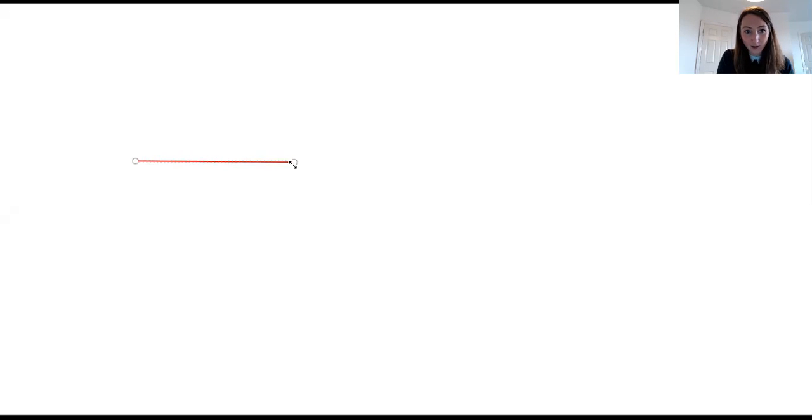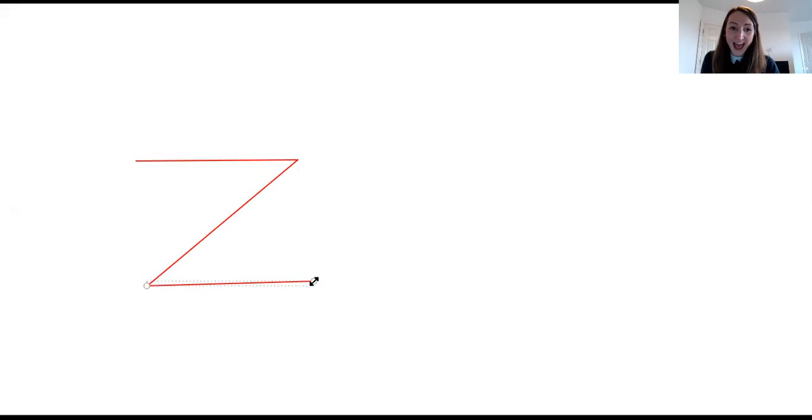So my Z angles are called Z angles, because quite literally they look like a Z. And it's this angle here and this angle here, okay? So that's the really important thing to know. These are our Z angles, okay?